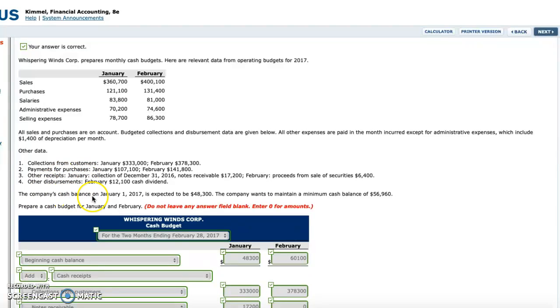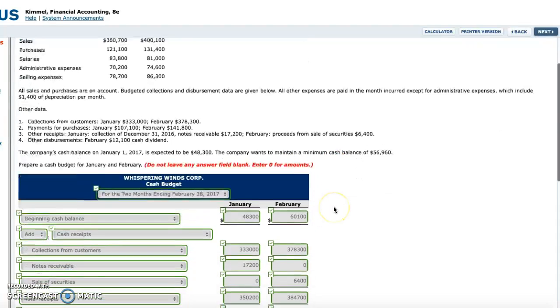The company's cash balance on January 1st, 2017 is expected to be $48,300. The company wants to maintain a minimum cash balance of $56,960. Prepare a cash budget for January and February. Do not leave any answer blank. Enter 0 for amounts.